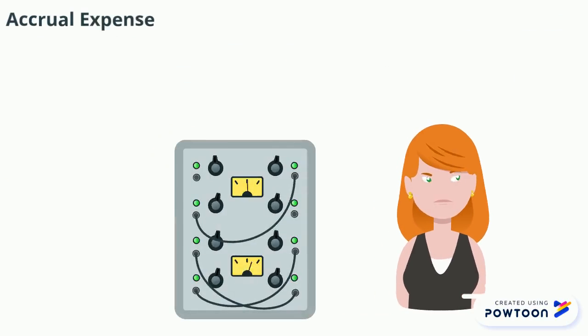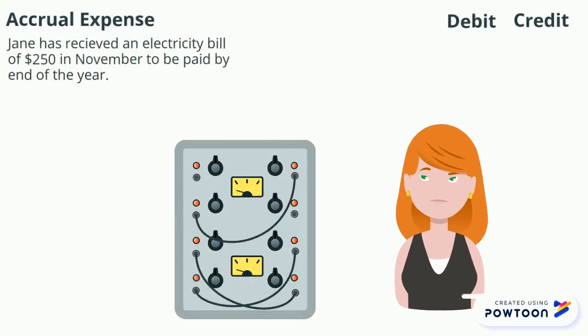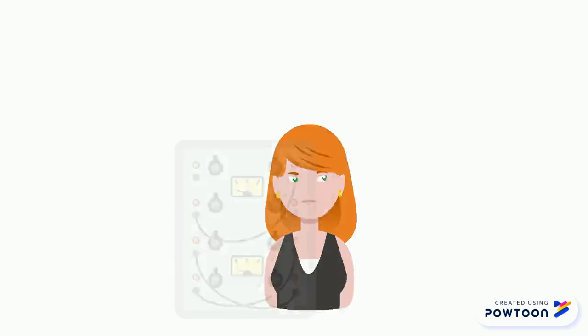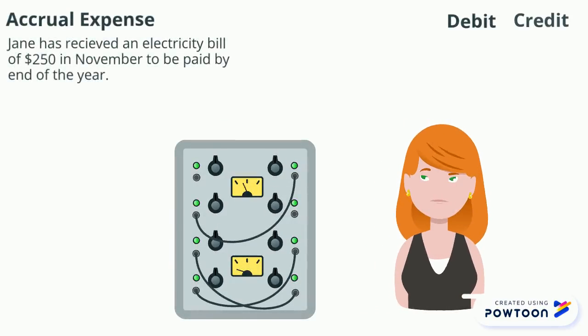Let's look at an example of accrued expense. Jane has received an electricity bill of $250 in November to be paid by the end of the year. Her journal entry consists of the date, starting off with November 31st. In this instance, electricity expense will be debited and accounts payable will be credited.